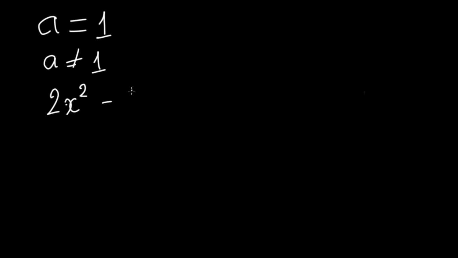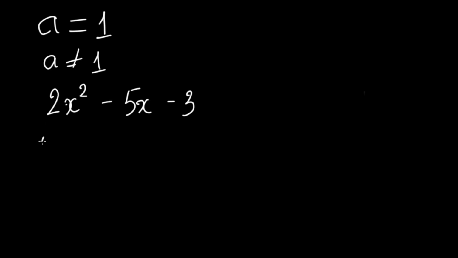The method that I performed above works when a equals 1. What happens then when a is different than 1? So let's look at this example: 2x squared minus 5x minus 3. We need to factor this, right?